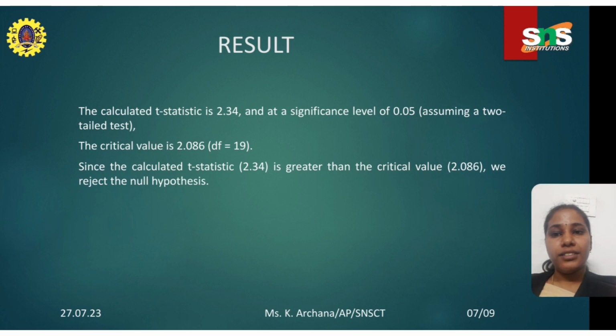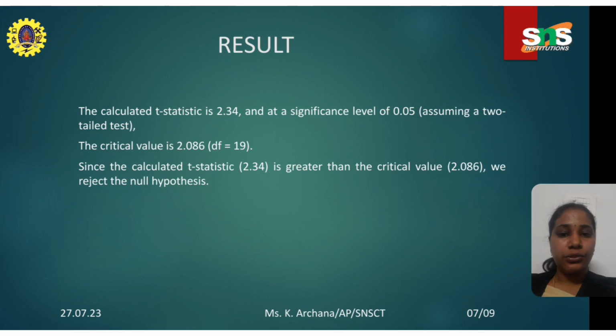From the calculation, at significance level 0.05, the calculated t is 2.34, where the degrees of freedom is equal to 19. The critical value is 2.086, with degrees of freedom 19. Since the calculated t-value 2.34 is greater than the critical value of 2.086, we reject the null hypothesis.